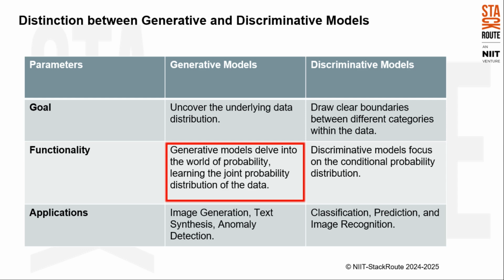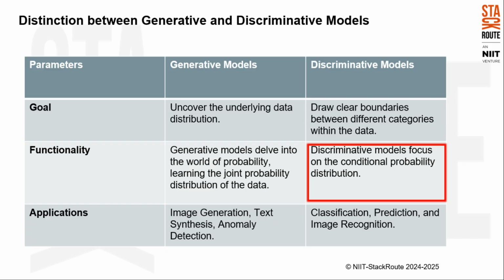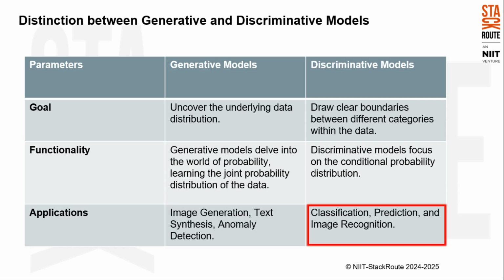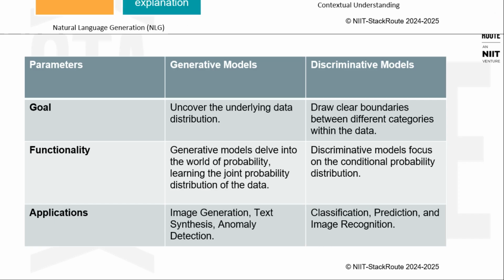This distribution tells us the likelihood of encountering specific combinations of features within the data, while discriminative models focus on the conditional probability distribution. This distribution tells us the probability of a data point belonging to a specific category given its features. Generative models excel at tasks like image generation, text synthesis, and anomaly detection. Discriminative models shine in classification, prediction, and image recognition tasks.